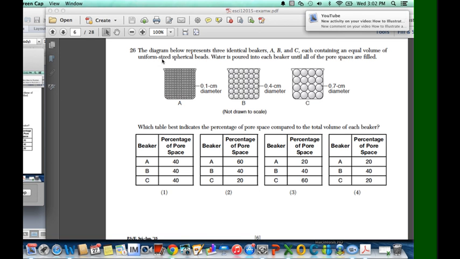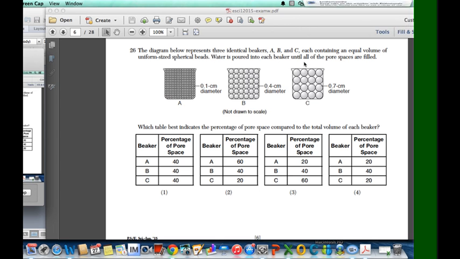What they mean by uniform size is that they're all uniform, all inside of the container. So all of these beads are equal to each other in size, shape, and form. Same over here for B. Even though they're larger in size, all of them are the same. Same for C. All of them are the same here.